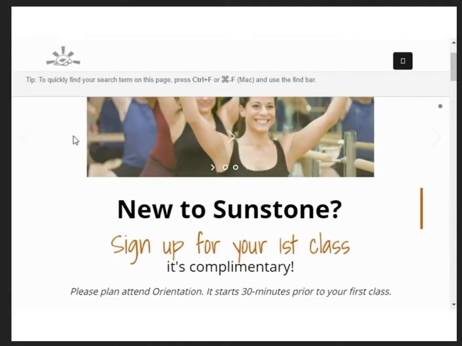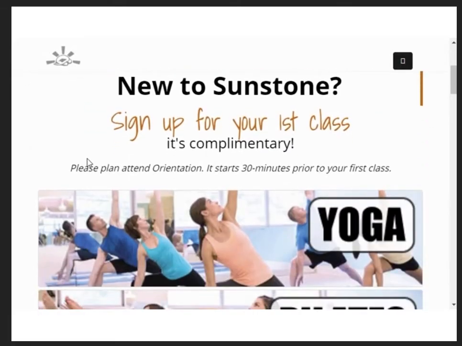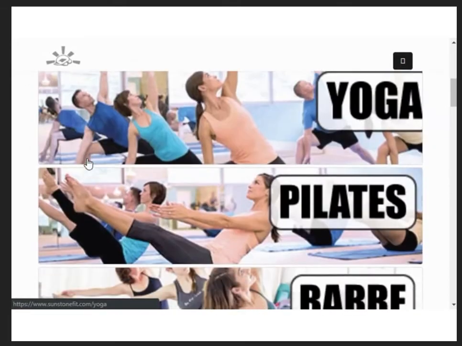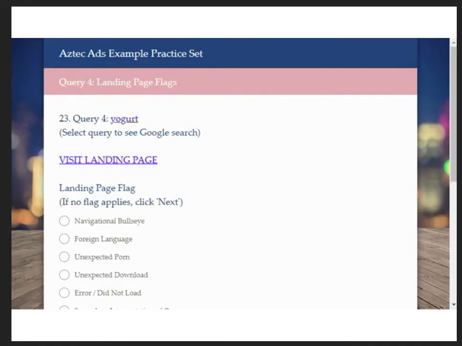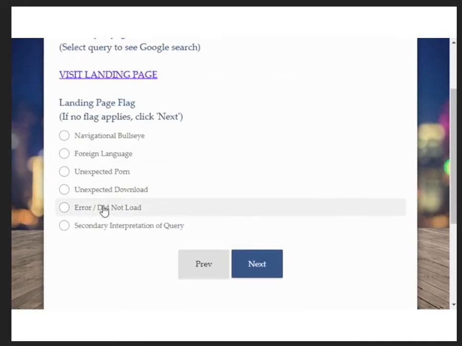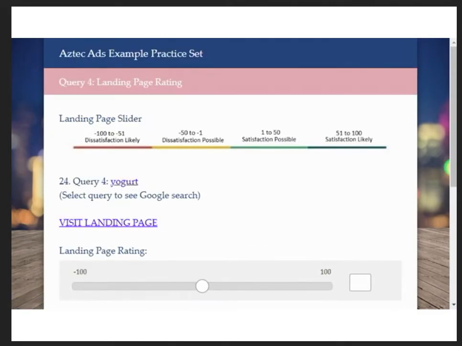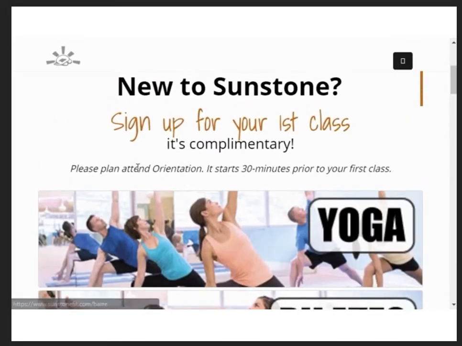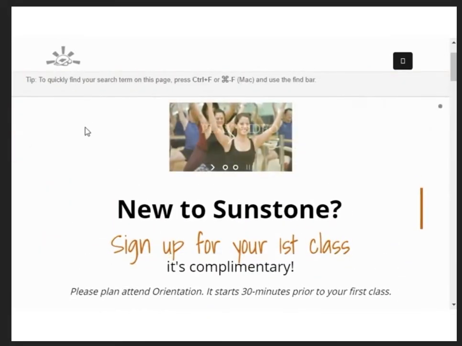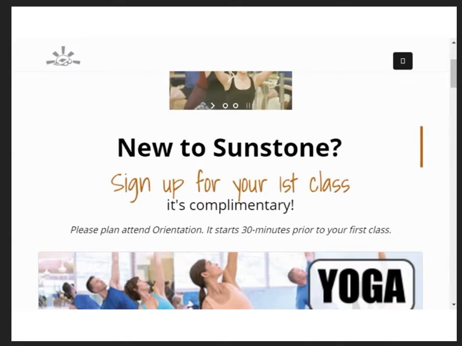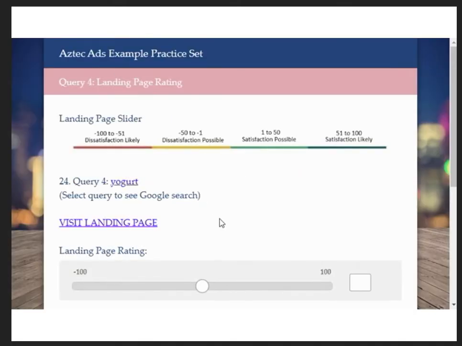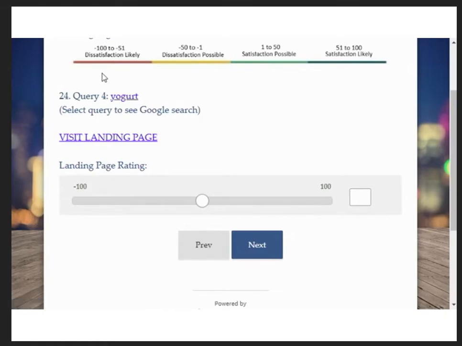Next, let's look at the landing page. The landing page again ignores the user intent to find or learn about yogurt. It instead takes the user to a yoga studio. No flags apply to the landing page, so we can click to the next page. Since the landing page has nothing to do with the user's possible intent, this would lead to a very bad user experience. The rating for the LP would be in the -100 to -51 range for dissatisfaction likely due to this lack of connection to the query.